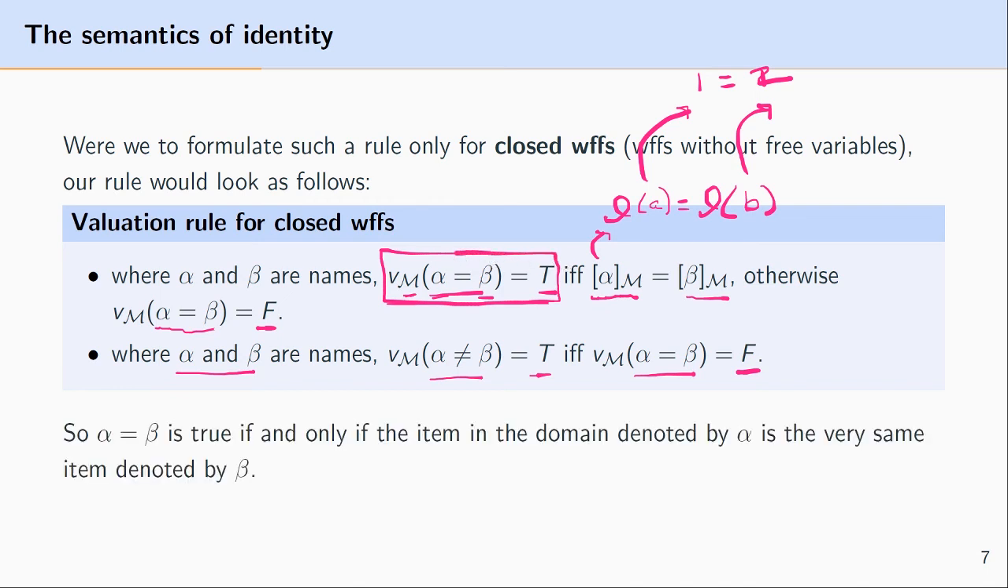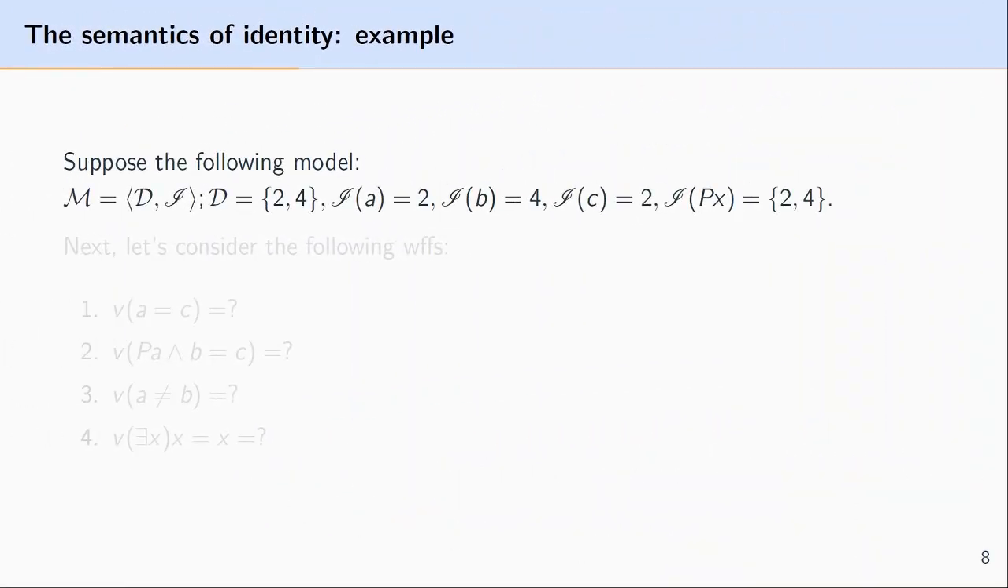If we think about names, let's say Superman is identical to Clark Kent, we have the name Superman and we have the name Clark Kent, and they both refer to the same object. And so if we say Superman is identical to Clark Kent, since Superman refers to a particular object and Clark Kent refers to a particular object and those objects are the same object, then the formula or sentence is true. Let's look at a particular example of this.